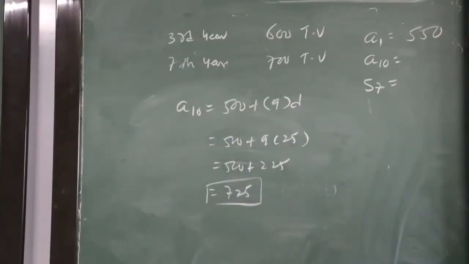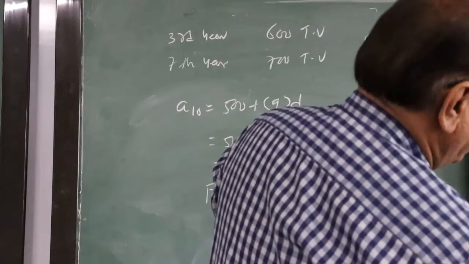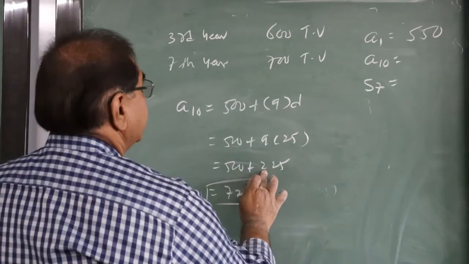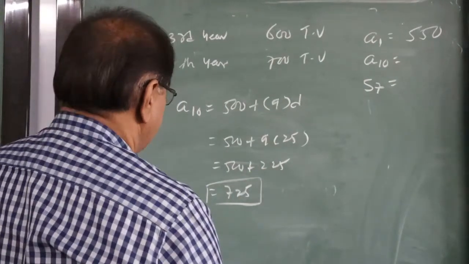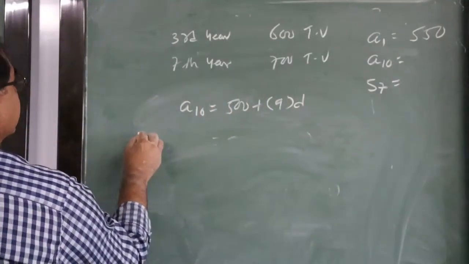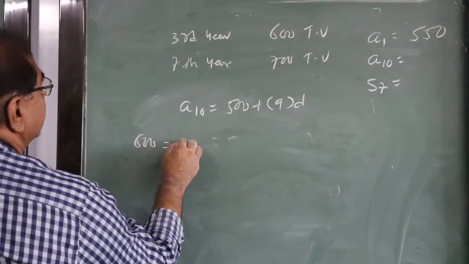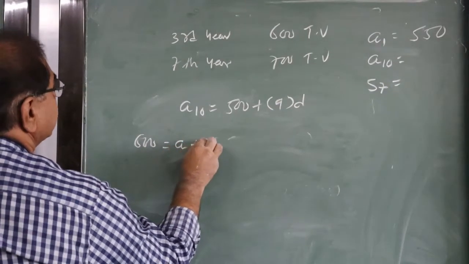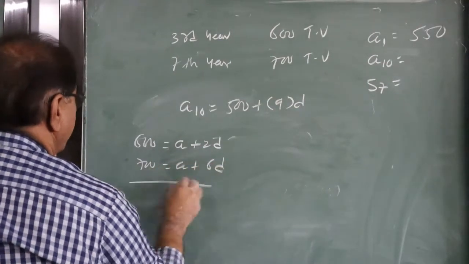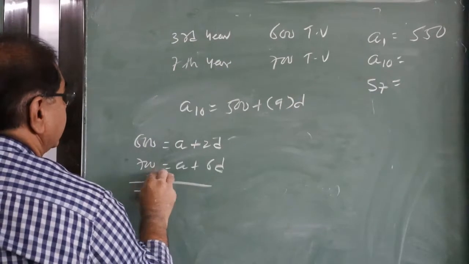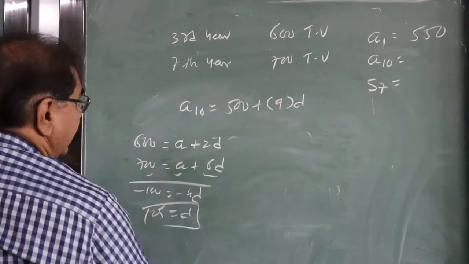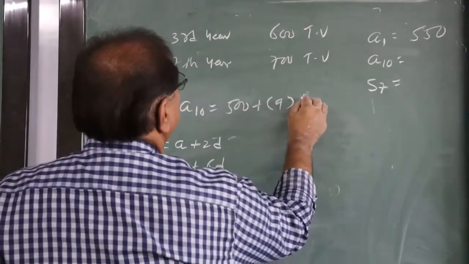And now we want to go for S7. Twenty-five nines are... what was the D actually? We find out D once more. Initially, what was the D? I forgot. So it is 600 is equal to A plus 2D, 700 is equal to A plus 6D. I took the difference. Minus 100 is equal to minus 4D, and the difference is equal to 25. Okay. So this D was 25.